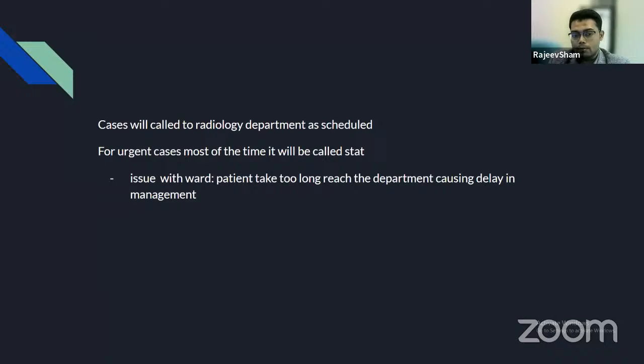So on the day of the examination, the cases will be called to the radiology department, to our angio suite, as scheduled. For urgent cases, usually we will call the case stat. When we accept, we will ask the referring team to bring the patient down straight away. But quite frequently we have issues with the ward. The patient takes too long to reach the department, sometimes up to 2 hours. This can cause delay, both on our side and on the managing team's side.